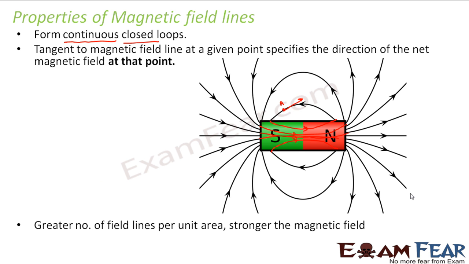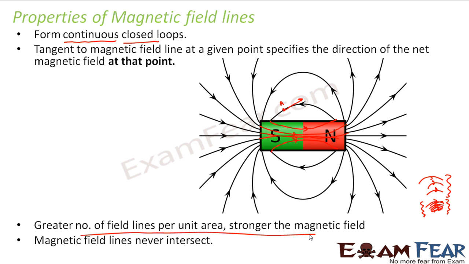For example, if you have magnetic field lines like this, and if you have another region where magnetic field lines are so close together, so the denser it is, that means more the number of lines, greater is the strength. That means this magnetic field is stronger than this magnetic field. So the more is the number of lines per unit area, stronger is the field. Magnetic field lines never intersect.